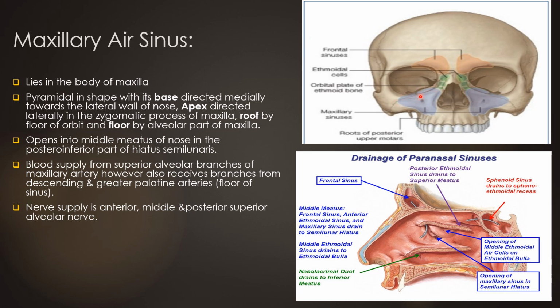The roof is formed by the floor of the orbit, and the floor is formed by the alveolar part of the maxilla. So it opens into the middle meatus of the nose, just in the posterior end of the hiatus semilunaris, and it is supplied by the superior alveolar branches of the maxillary artery. But it also receives contributions from the greater palatine artery and descending arteries, which basically supply the floor of the sinus. The nerve supply is the anterior, middle, and posterior superior alveolar nerves.